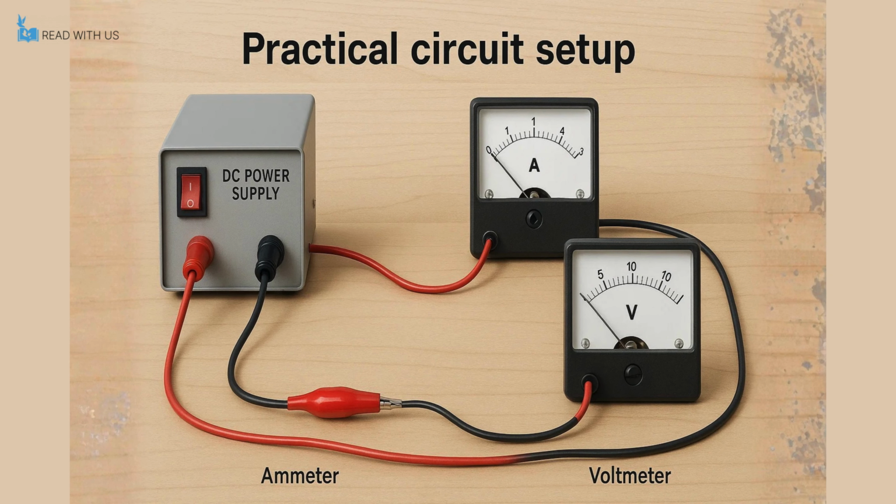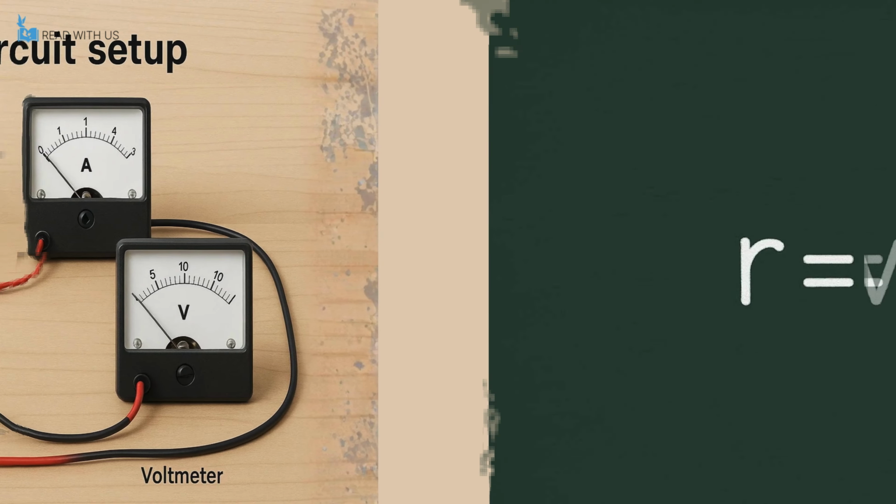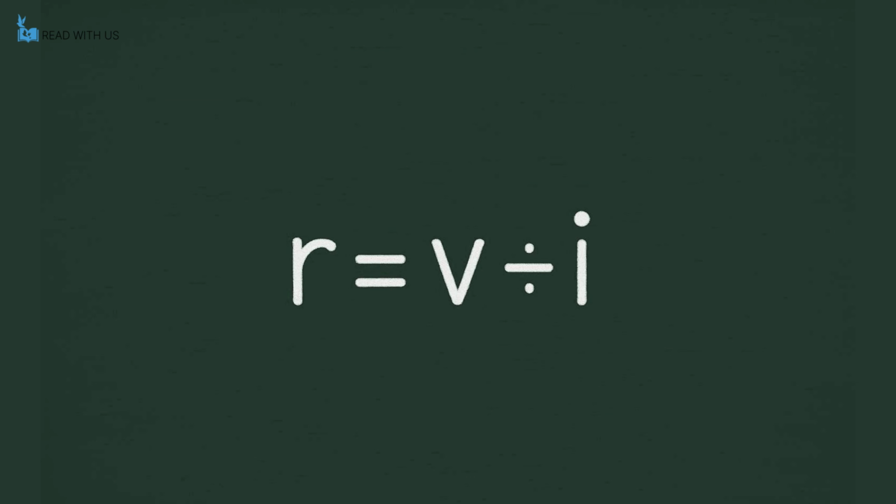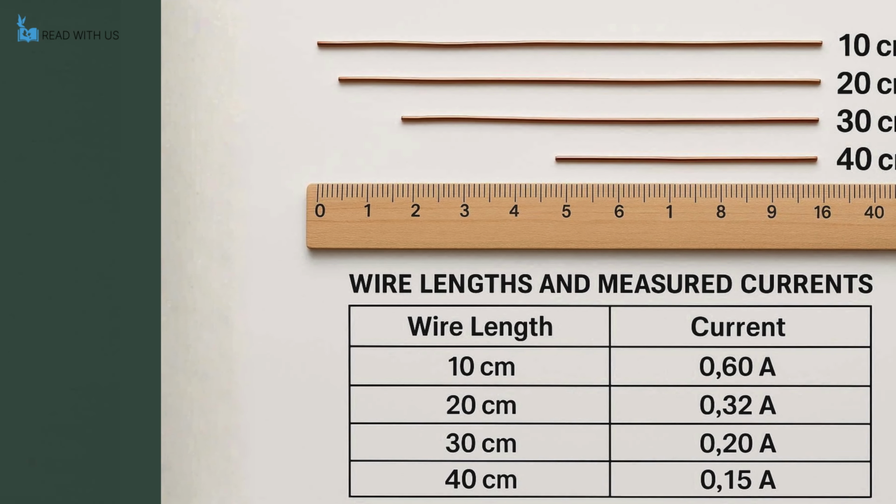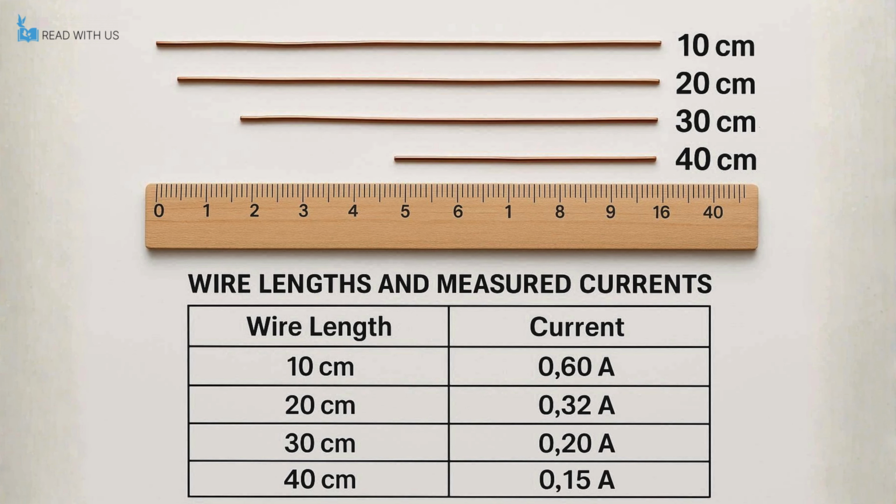In this practical, a length of wire is connected into a circuit with a power supply, an ammeter, and a voltmeter. We measure the current flowing through the wire and the potential difference across it. Using the equation R = V / I, we can calculate the resistance. We repeat this experiment with different lengths of the same wire, such as 10 centimeters, 20 centimeters, 30 centimeters, and so on, keeping all other factors constant.